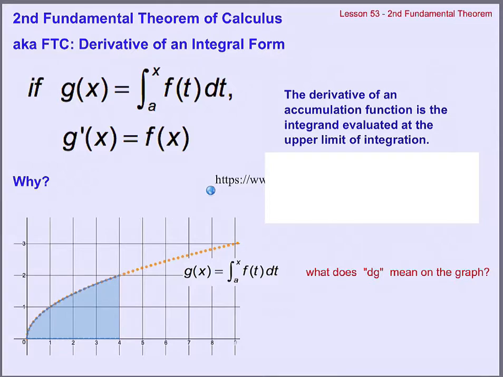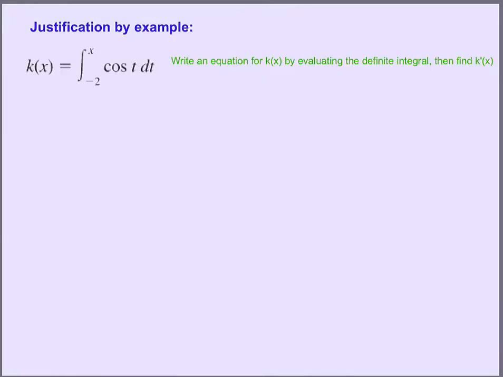Number one, let's start with a very mechanical reason. So here's an accumulation function. Again, we'll talk more about that word in a minute. K of x is the definite integral from negative 2 to x of cosine of t dt. Well, we can find k prime of x by rewriting k of x using the fundamental theorem. Because k of x is a definite integral that we actually know how to integrate, let's integrate it.